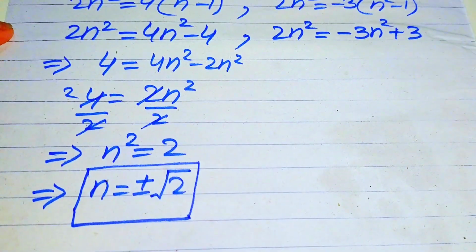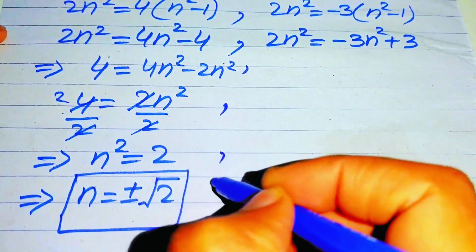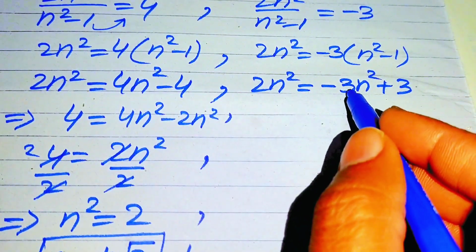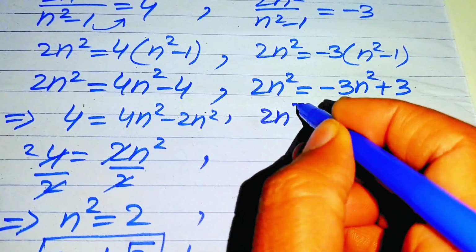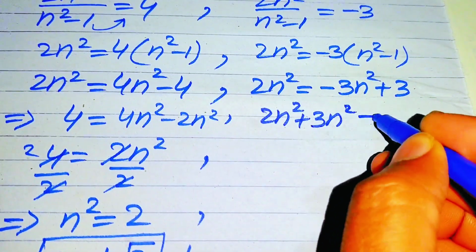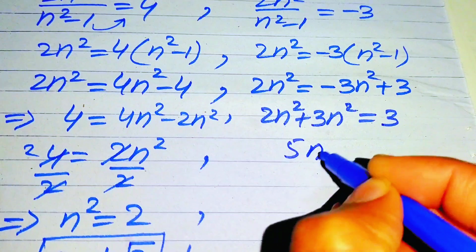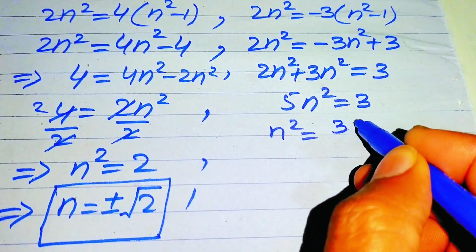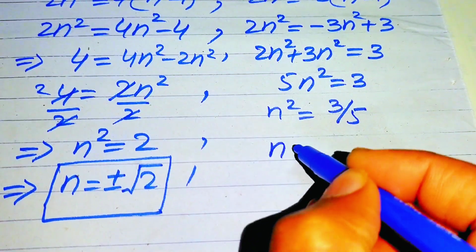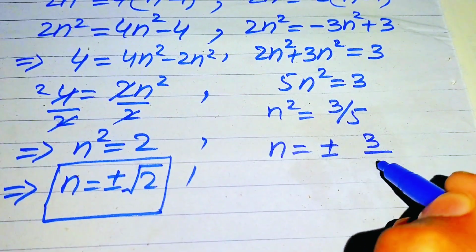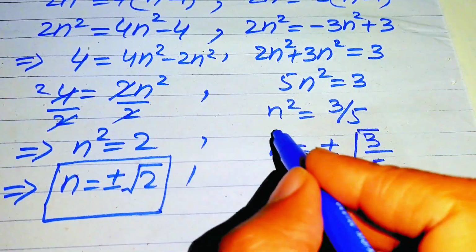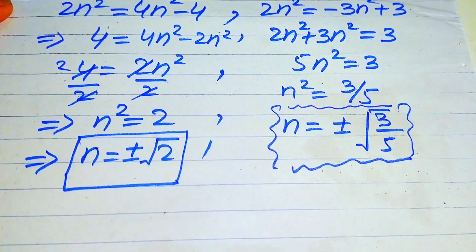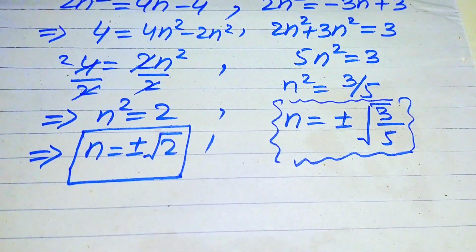So these are the two values of n, and now in order to find the other values of n, we move towards solving this other equation. Here we move the 3n² to the left-hand side, and it becomes 2n² plus 3n² equals 3, and we get 5 times n² equals 3. We move this 5 to the right-hand side, and it becomes n² equals 3 over 5, and we get n equals plus or minus square root of 3 over 5. So these are the other two values, and these are the 4 roots of the given equation, and this is the final answer.